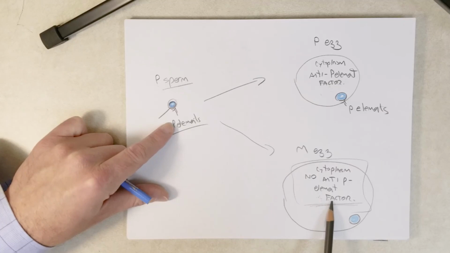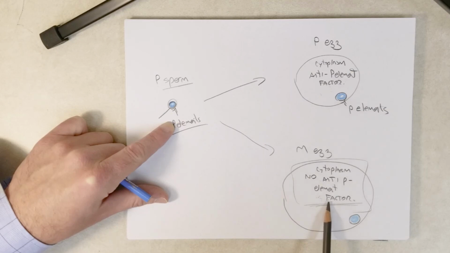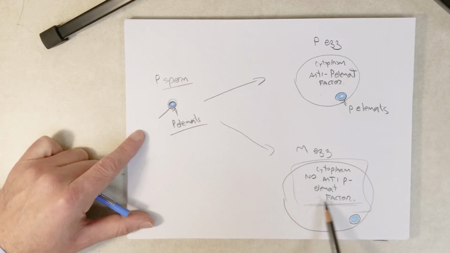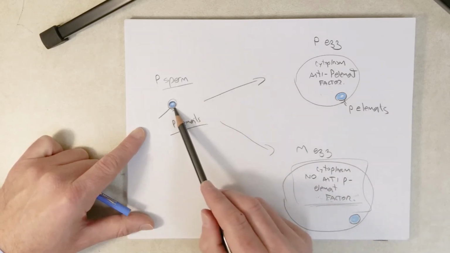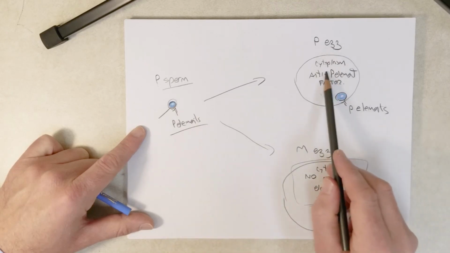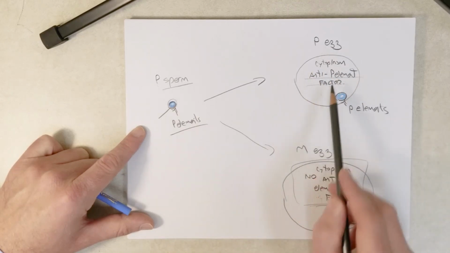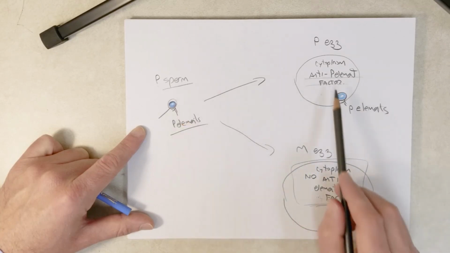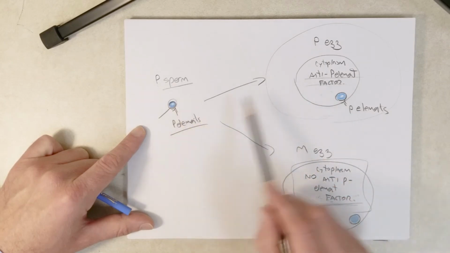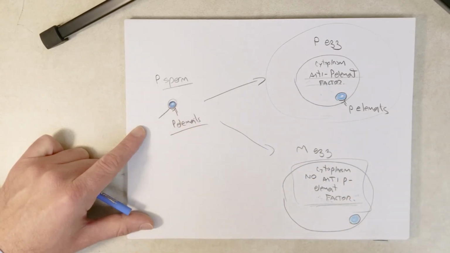So obviously, I previously specified that the P elements are activated in germline tissue. So I'm guessing that as this fly starts to develop, it's the germline tissue that becomes mostly affected by P element activation. However, if this P sperm should fertilize this P egg right here, well, the P egg has the anti-P element factors in here. So the P elements aren't going to become activated, and these zygotes resulting from this fertilization are going to develop normally.